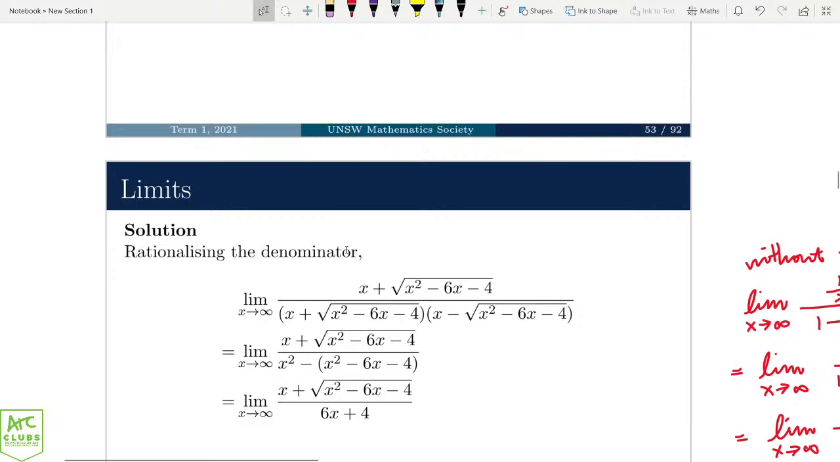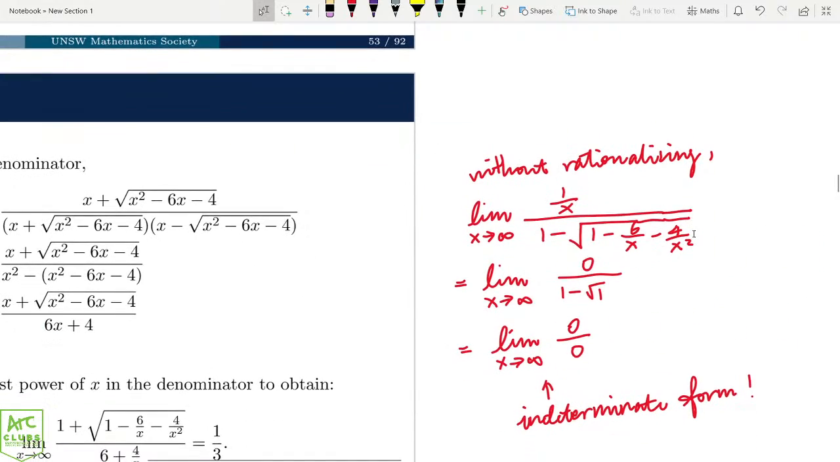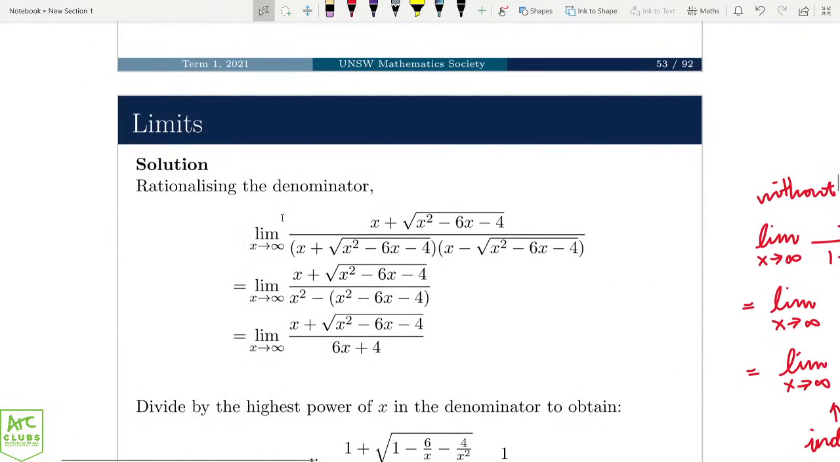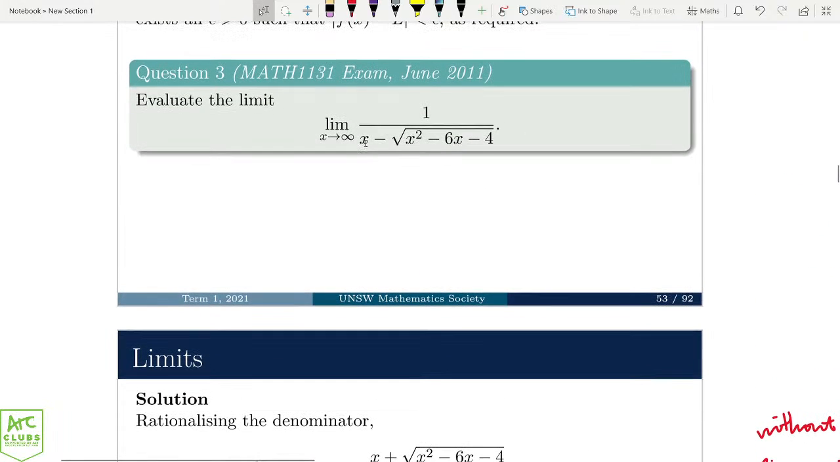The reason why we have to do that is because without rationalizing, as I've done here, you actually end up with an indeterminate form. So a 0 divided by 0. And that's not a nice thing to work with. So instead of doing what we usually do with limits straight away, we have to first rationalize the denominator. So we do that by multiplying both the numerator and the denominator by the conjugate of our denominator. So the conjugate would just be x plus the square root of x squared minus 6x minus 4.